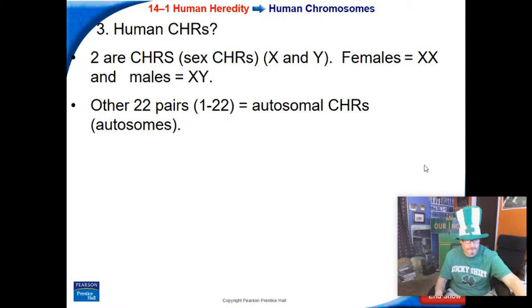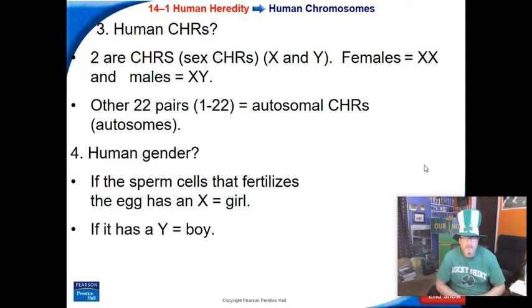Okay, human gender. I like to call the sperm that is carrying the X chromosome the girl sperm, and the sperm carrying the Y chromosome the boy sperm, because if it is the X sperm that fertilizes the X egg, it's a girl. If it is the Y sperm that fertilizes the X egg, it's a boy. That is why you have a 50% chance of having a boy or a girl every time you choose to have children, because there are approximately as many girl sperm, X sperm, as there are boy sperm, Y sperm.